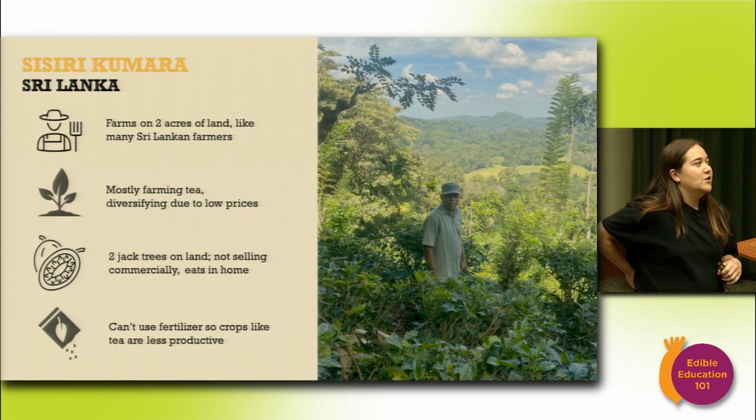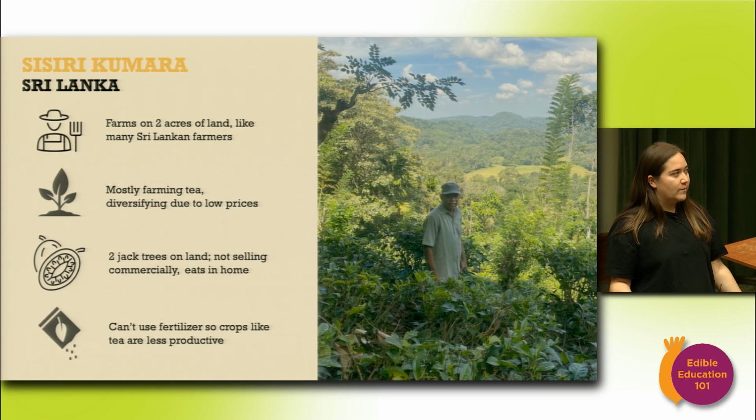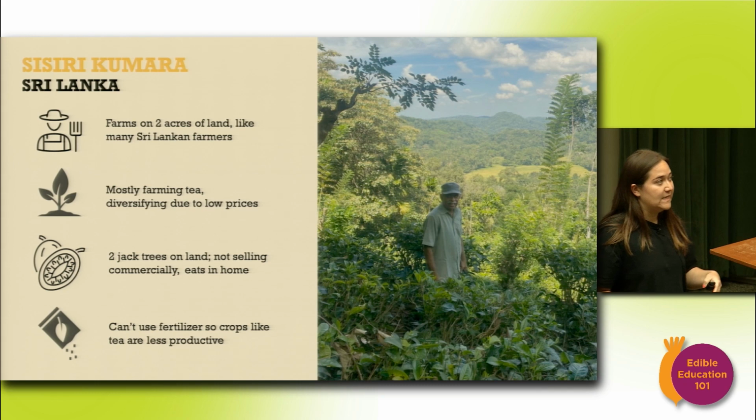So this is Sisiri Kumara. He is not one of our farmers, but he is someone who we will likely add to our network in the next few years, actually maybe months, really. A bunch of my colleagues met him a few months ago when they went to visit Sri Lanka. I wanted to share a little bit about him because he is a very typical Sri Lankan farmer. He farms on about 2 acres of land, which is pretty typical in Sri Lanka. He mostly farms tea, but is starting to diversify because he is pretty worried about the pricing of tea right now. He is thinking about different income streams for his farm.